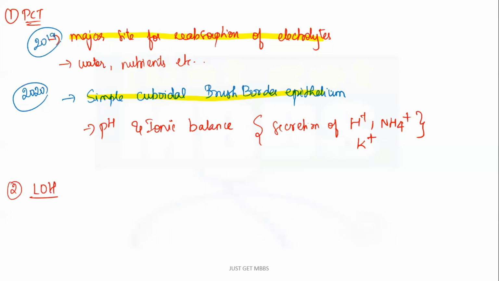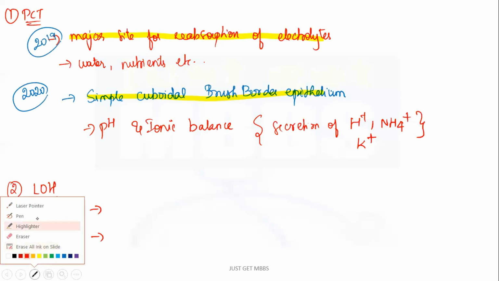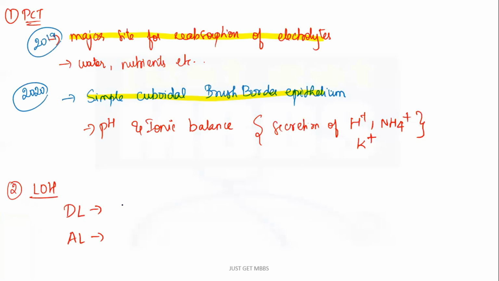So loop of Henle, you all know we have got two limbs. One is your descending limb of loop of Henle, another one is ascending limb of loop of Henle. So what is the point that you must know with respect to descending limb of loop of Henle? It is permeable to water but impermeable to electrolytes.